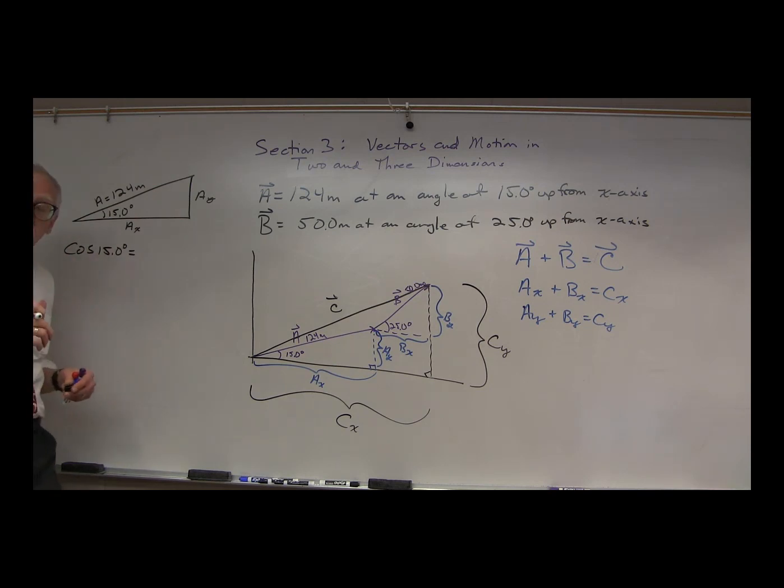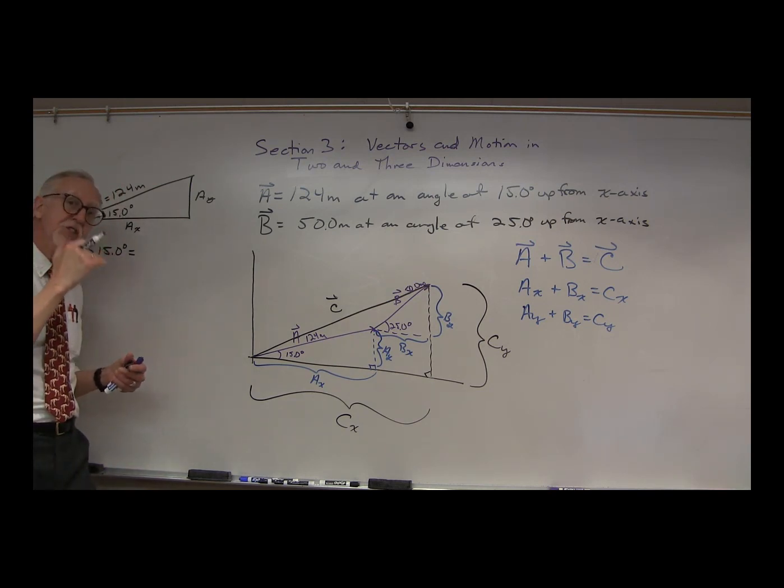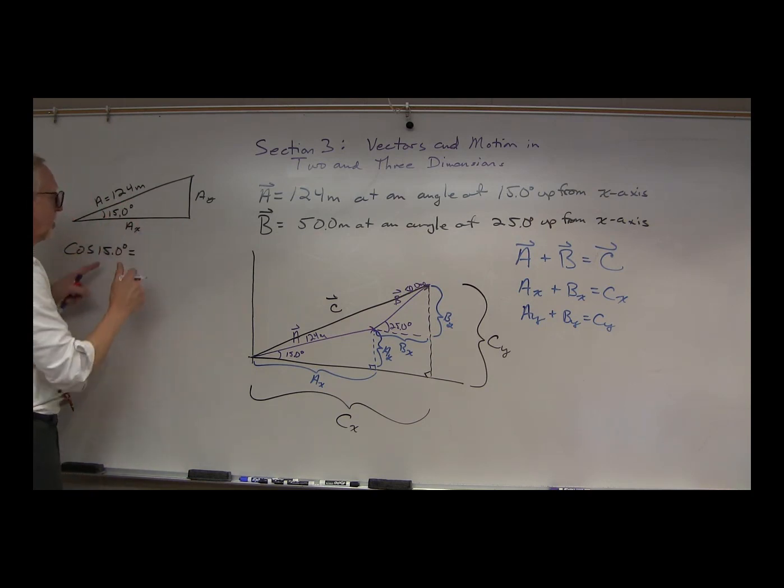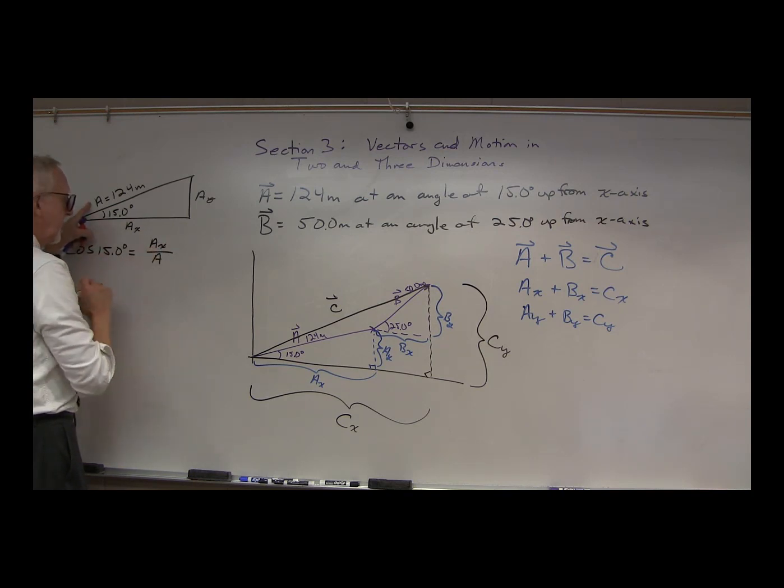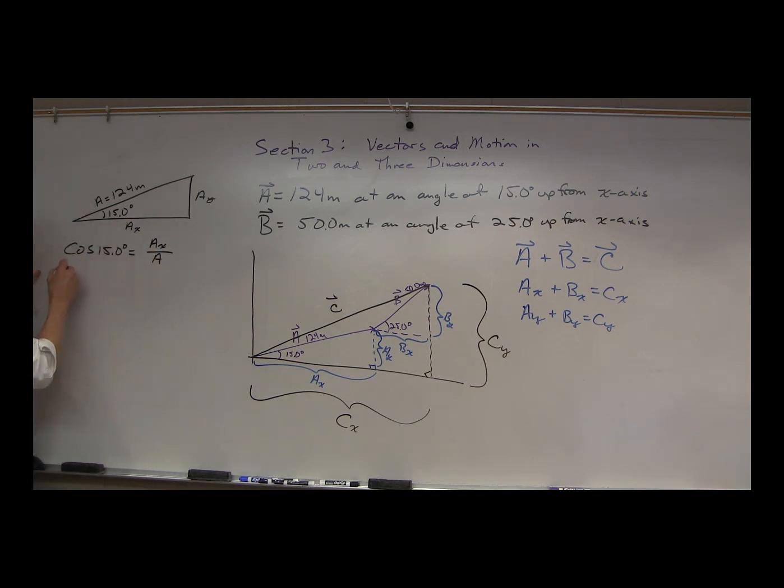Cosine, if you remember, and hopefully you remember your trigonometric identities, cosine is adjacent over hypotenuse. In other words, it's the adjacent side, which will be AX, over the hypotenuse, A. In other words, multiplying by A, AX equals A cosine 15 degrees, or 124 meters cos 15 degrees.